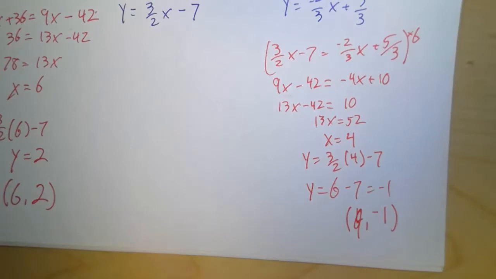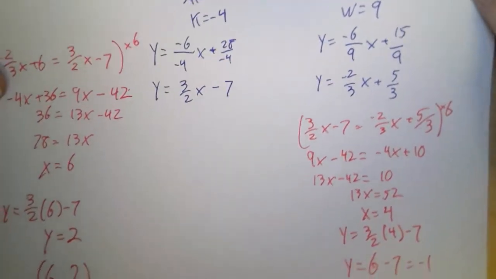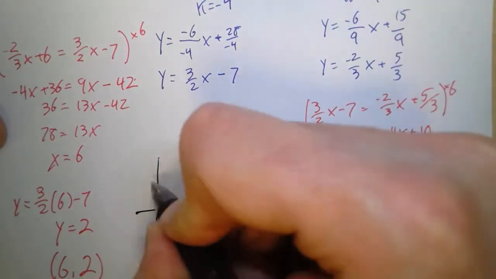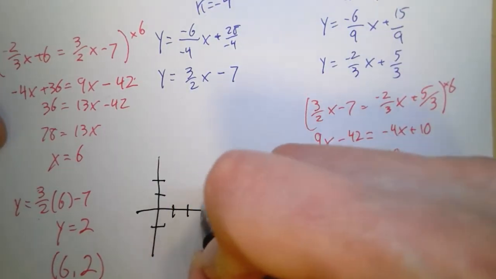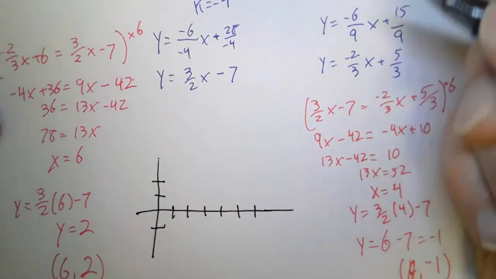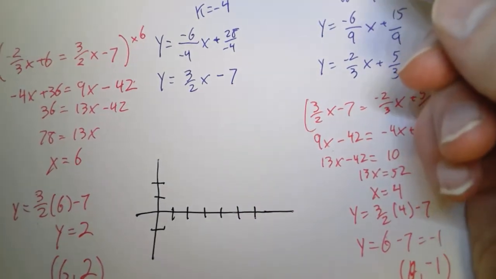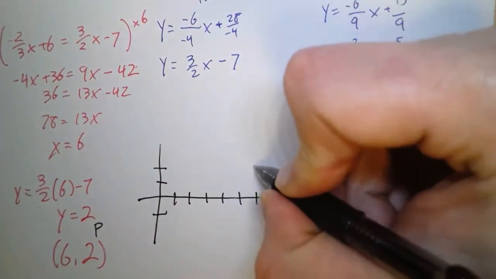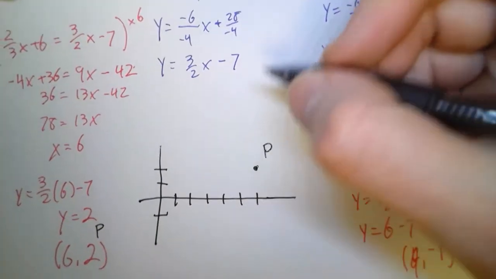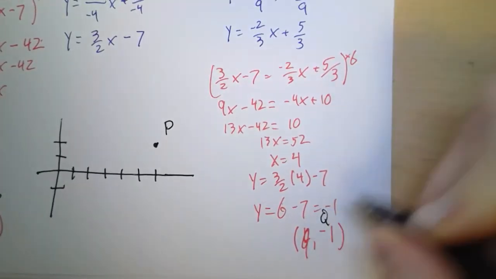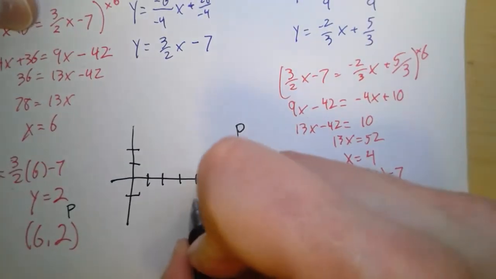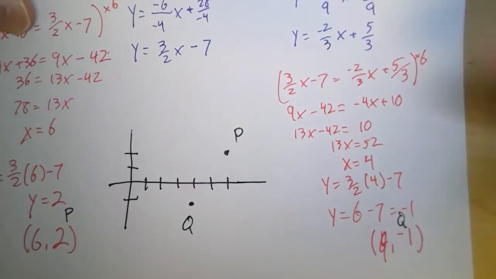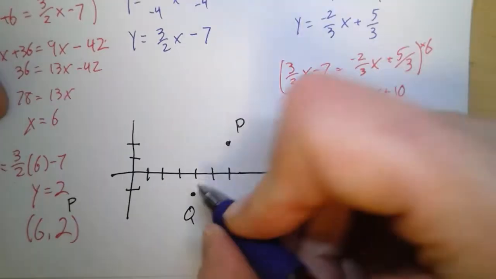Now the final question is, what is the distance between these two points? So what I'm going to do is plot these 2 points. So let's see, 1, 2, 3, 4, 5, 6. Point P is where L and M intersect, that's this guy right here, this is point P. So that's right there, that's point P. Point Q is this one right here, that's (4, negative 1), right there. So how do we find the distance between them?